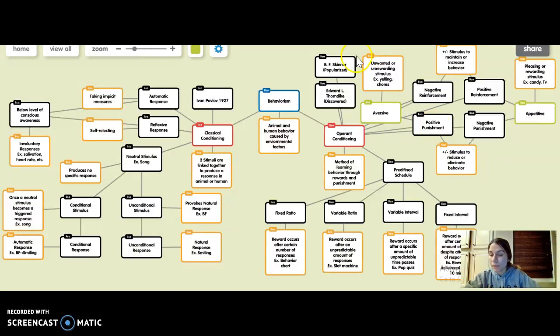This sums up the explanation of my concept map. I hope you're able to understand. This is kind of my understanding and how I'm able to visualize the definitions of behaviorism. Thank you.